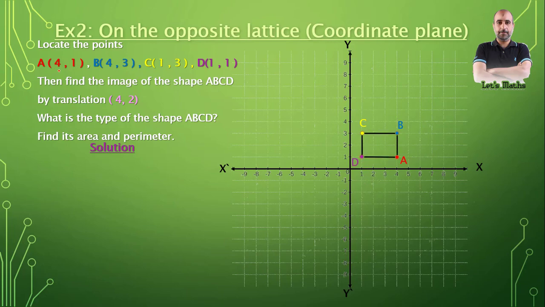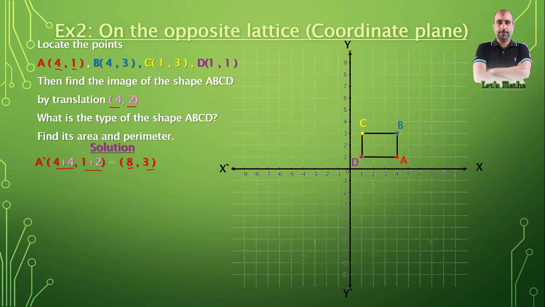Now, find the image of the shape ABCD by translation (4, 2). The direction x is 4 and the direction y is 2. Positive means 4 steps in the positive direction of x and 2 steps in the positive direction of y. A dash: x is 4, we add 4, 4 plus 4. Y is 1, we add 2, 1 plus 2. It means 4 plus 4 equals 8, 1 plus 2 equals 3.